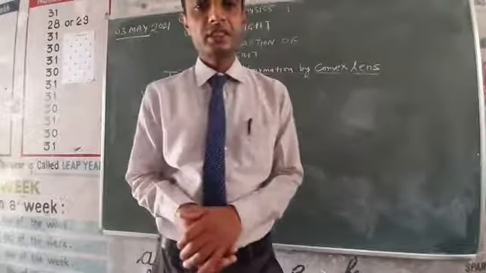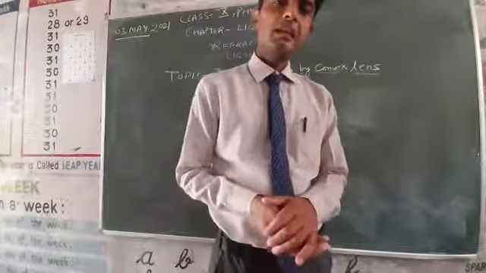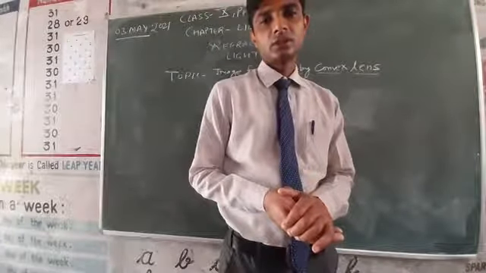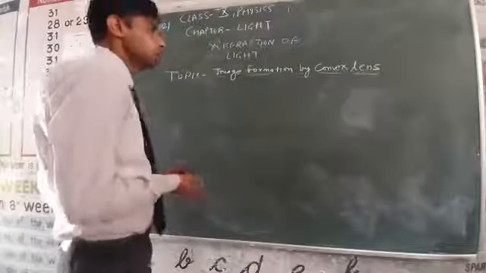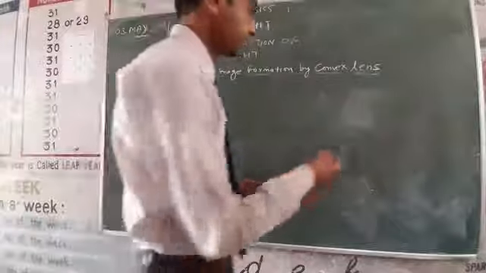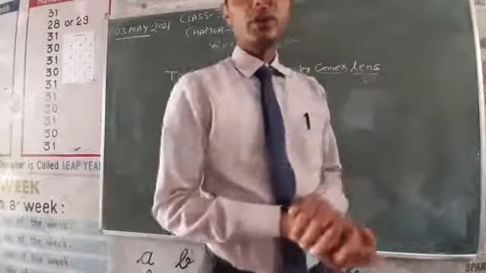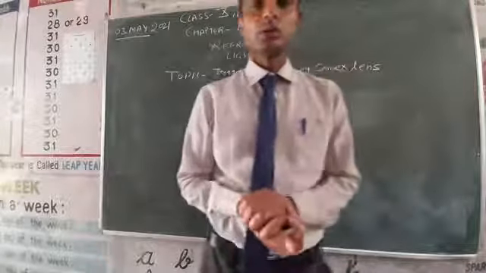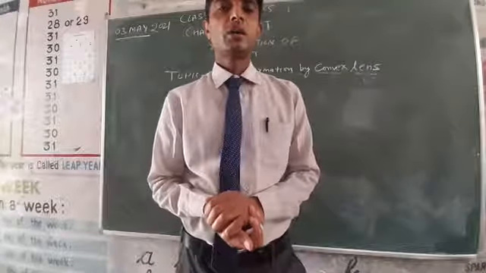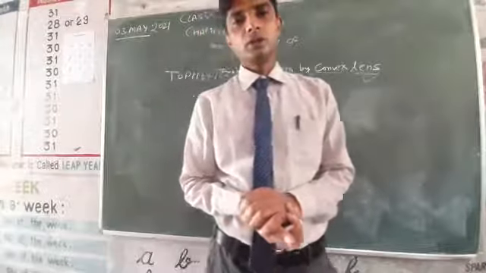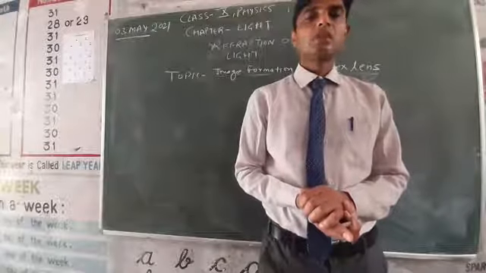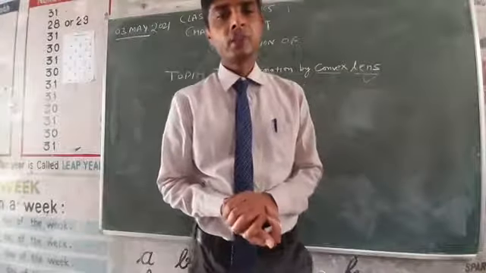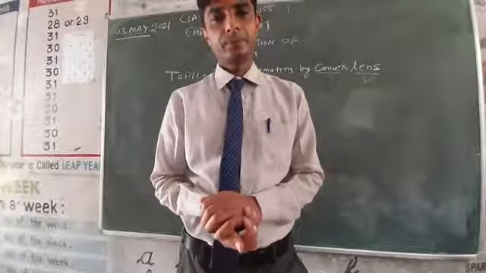As you know, your light chapter is going on, and in the light chapter, refraction of light is going on. Today I will discuss the image formation by a convex lens. As you know, in previous videos I have discussed image formation by convex and concave mirrors, but in this video I am going to discuss image formation by a convex lens. As you know, a lens is a refracting medium.